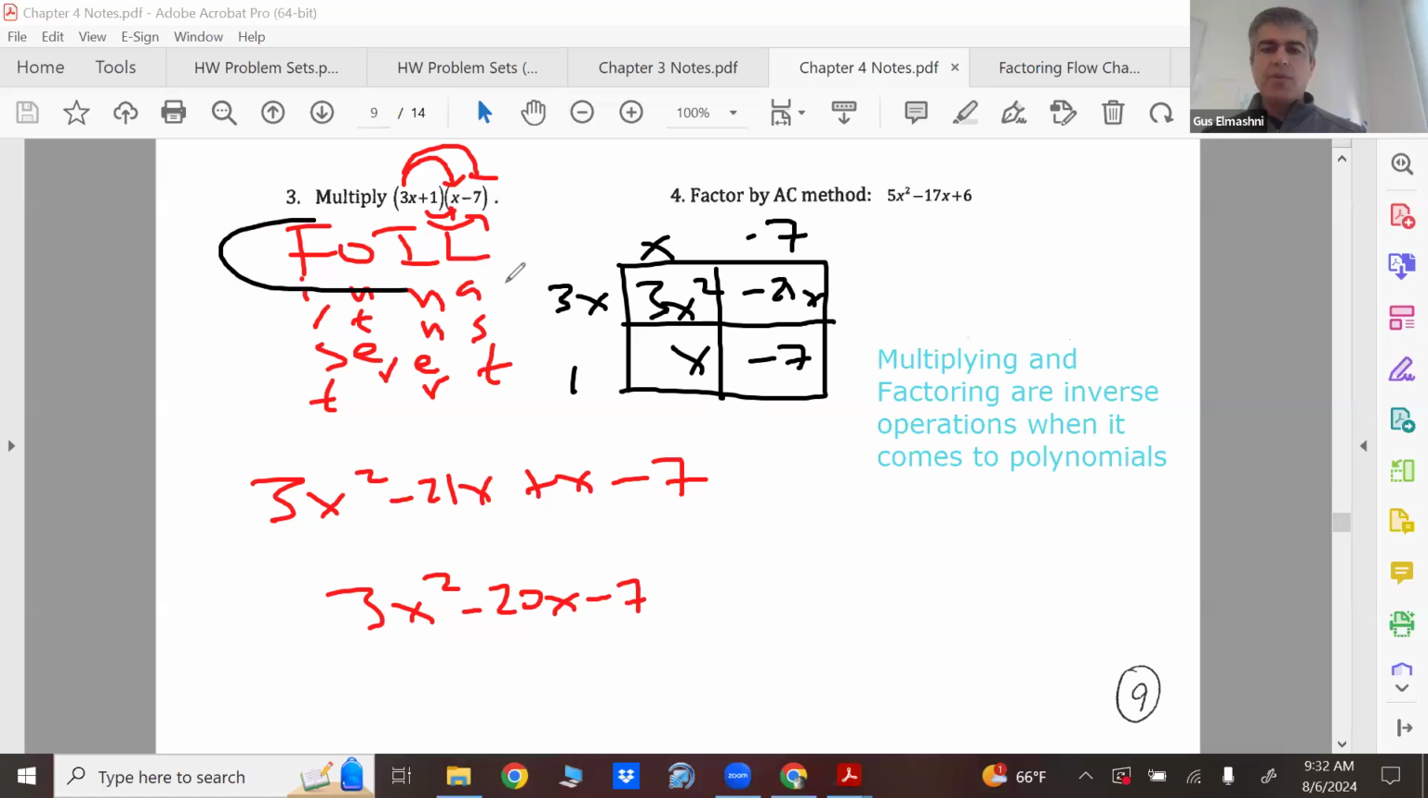So there's FOIL, which is an acronym for first, outer, inner, last, or first, outside, inside, last. That's how your parents or I learned it many years ago. And a lot of math teachers will just naturally say that. So maybe you've heard that, but in CPM, I don't think they really use that term. They use a box instead. So we'll stick with the box.